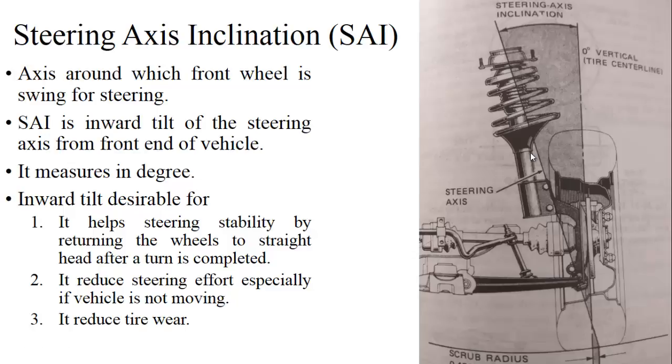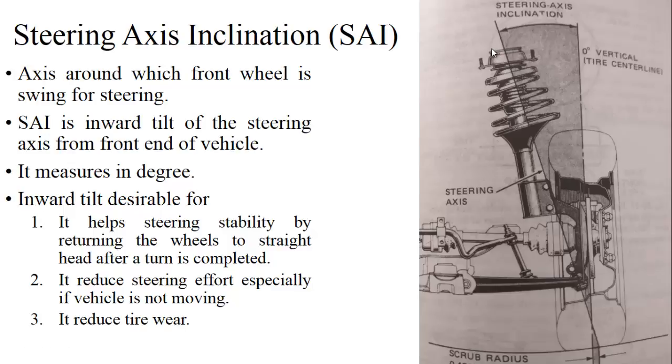Here in this figure it is shown, this is a steering axis. Most of the times this steering axis passes through the center point of an upper and a lower ball joint, but here in this figure it is shown that it is passing through the center point of a lower ball joint and the center point of a MacPherson strut where it is attached to the vehicle body.